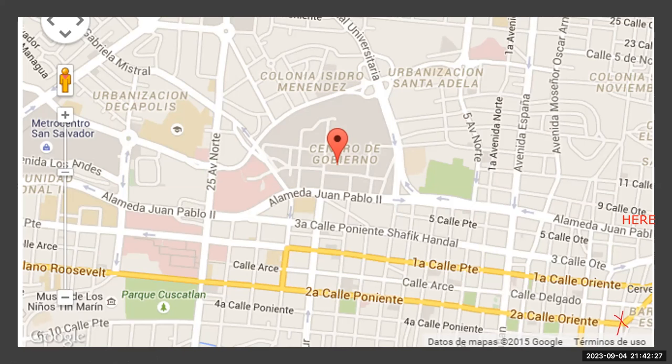How can I reach Parque Costa Club, for example? Or maybe how can I get to Metro Centro San Salvador? Just tell me, how can I do it? Take a look at the map. And don't forget that you are here, right here in Alameda Juan Pablo II.